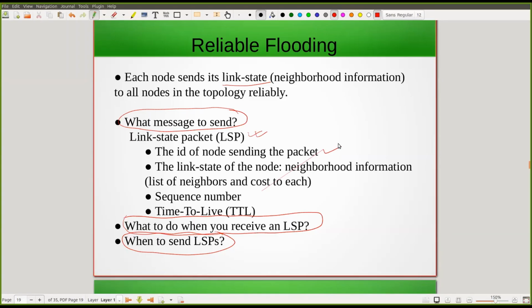Then what is it going to send? It is going to send the link state of the node. What is the link state of the node? Initially, everybody knows the local knowledge, so that local knowledge we have to send, like the distance vector information we are passing. Similarly, it is called link state information, but it is literally the same.